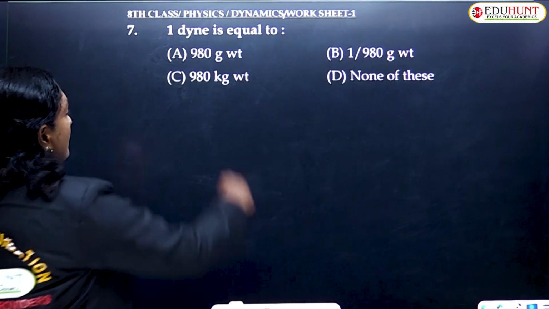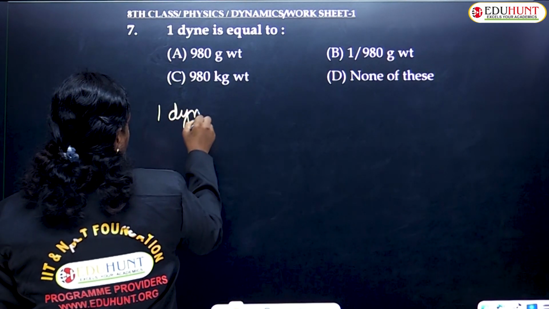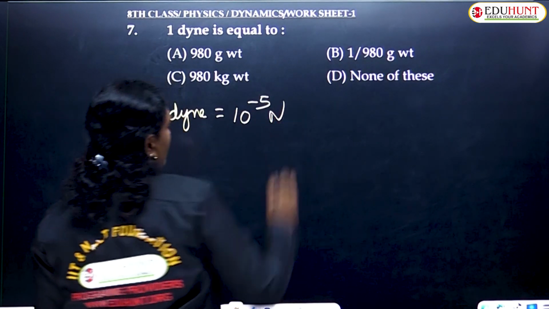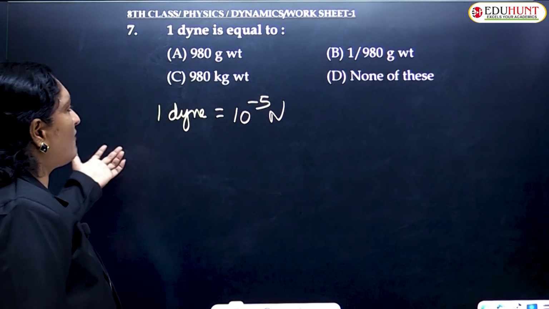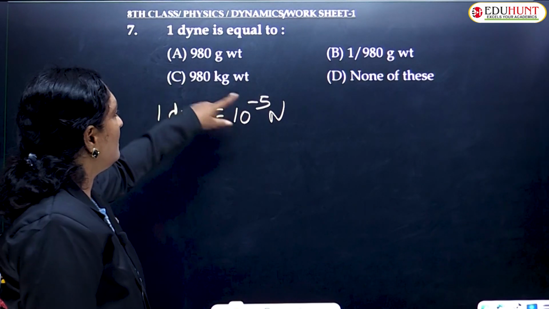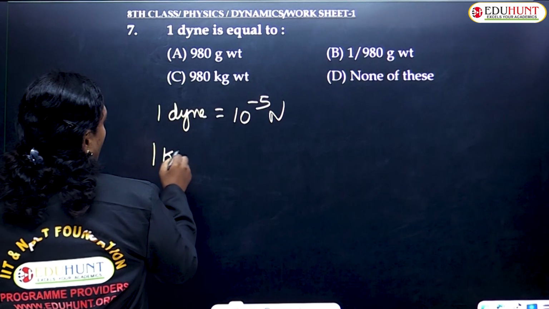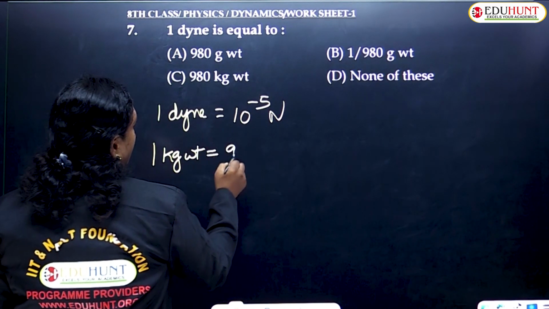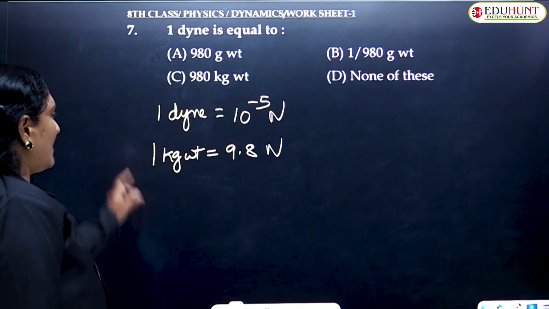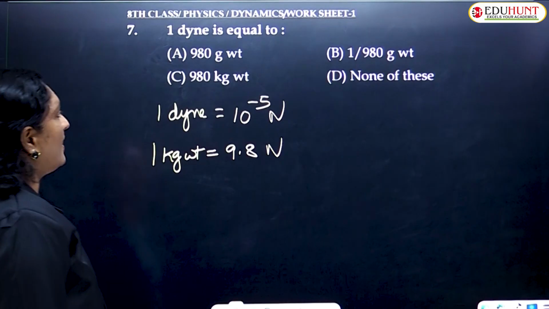Let us try to calculate. 1 dyne is nothing but 10 power minus 5 Newtons, yes or no, children? Because 1 Newton is 10 power 5 dyne. So, 1 dyne must be equal to 10 power minus 5 Newton. But here you need to convert into gram weight. And we also know that 1 kg weight is equal to 9.8 Newtons, and 1 dyne is equal to 10 power minus 5 Newtons.